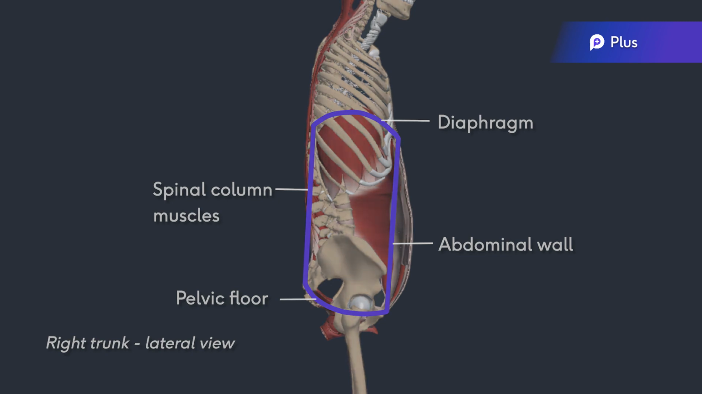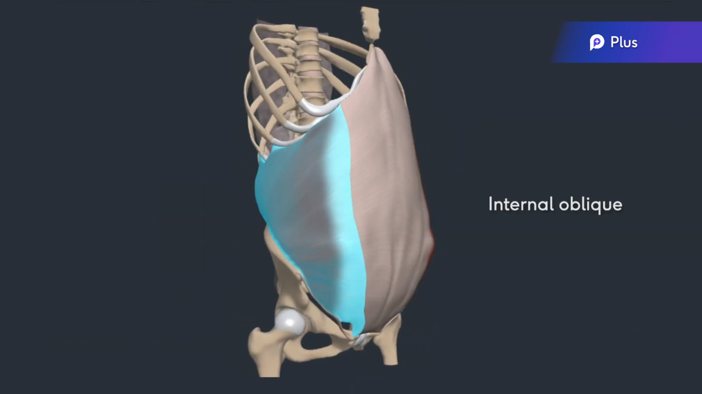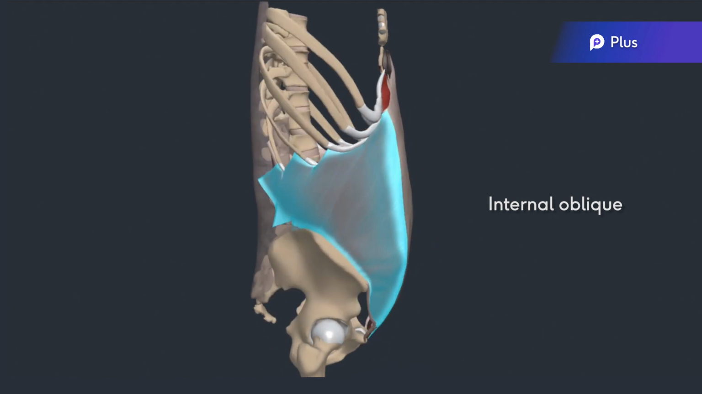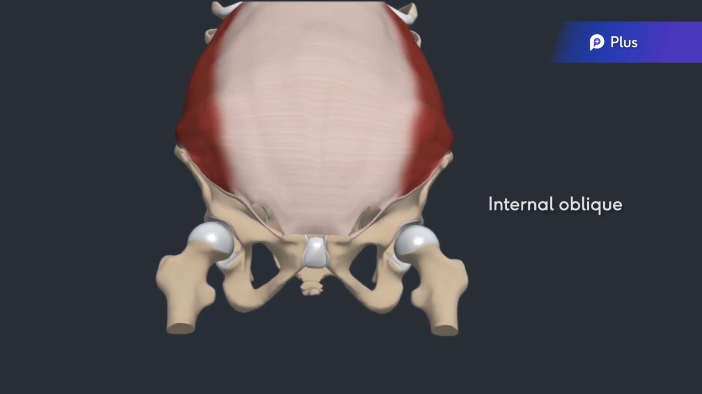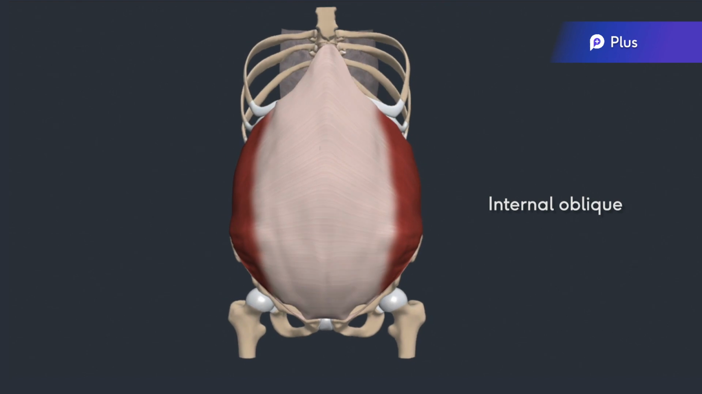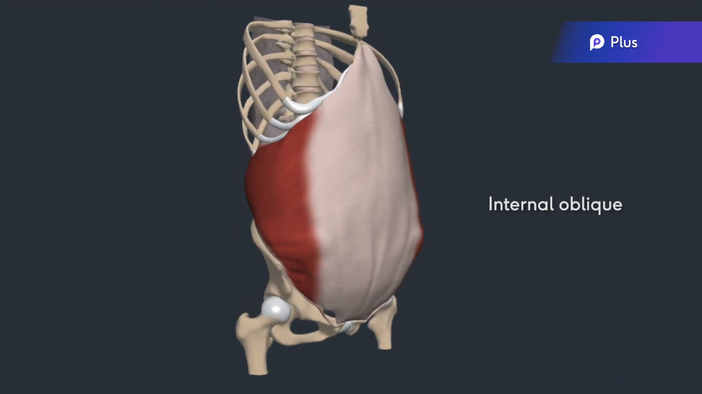Next is the internal oblique muscle, which originates from the thoracolumbar fascia, iliac crest, and inguinal ligament, and then inserts into the lower 4 ribs, linea alba, and the pubic crest. When contracting bilaterally, it functions to flex the trunk forwards. When contracting unilaterally, it laterally flexes and/or rotates the trunk to the ipsilateral side. It also assists in raising intra-abdominal pressure.